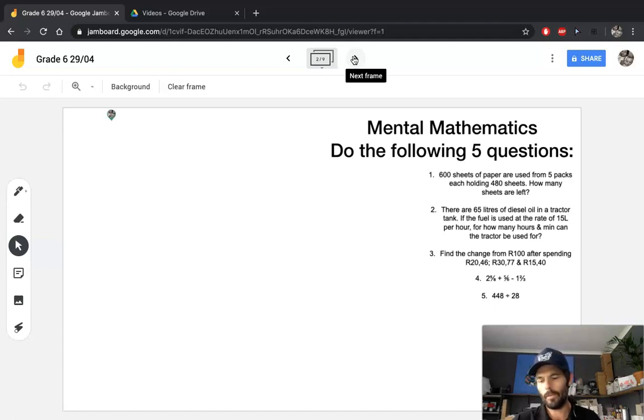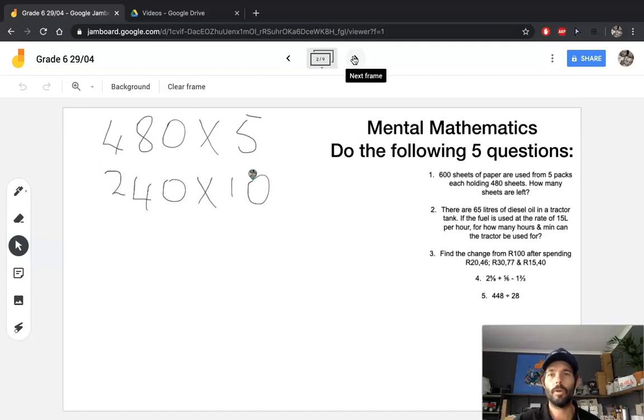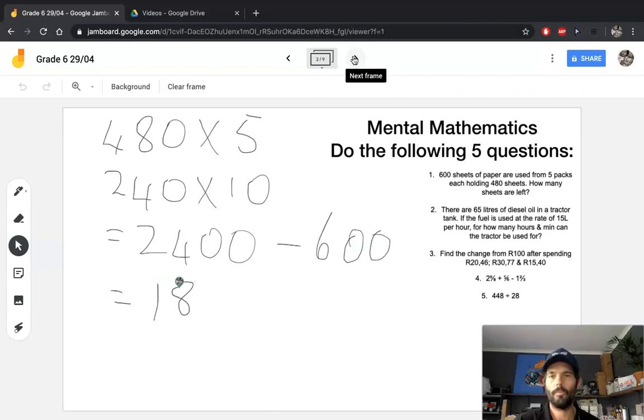So for that I'll have to go 480 multiplied by 5, and you've got various methods to use here. You could double and halve, so I could halve 480 to 240 and double the 5 to 10. Now it's pretty straightforward what I need to do, and that's going to be 2,400. Okay, so that's how many sheets of paper there are. If 600 pieces are used, I need to subtract 600, and my answer is 1,800.